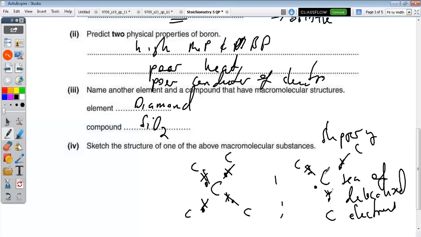Clear? It also makes graphite soft and able to conduct electricity, unlike diamond, because of the sea of delocalized electrons. In diamond there's no delocalized electron, and diamond is actually hard and has a higher boiling point and melting point than graphite. Are we together? Diamond and graphite.